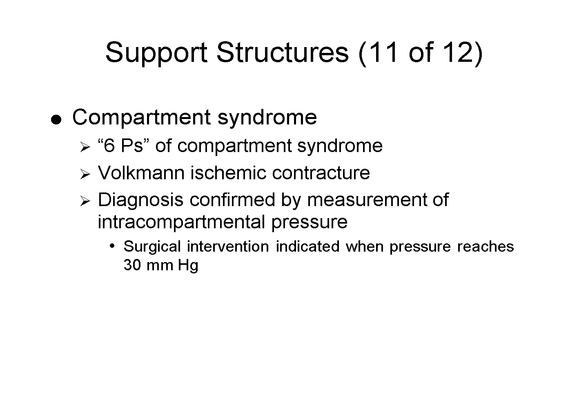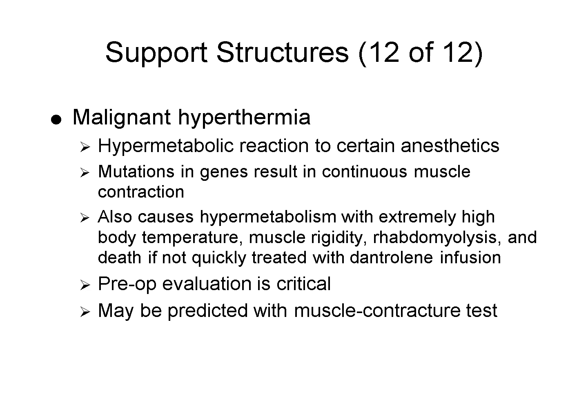Surgical fasciotomy is needed when pressure exceeds 30 mm Hg. Malignant hyperthermia is a life-threatening reaction to certain anesthetics. It's triggered by genetic mutations that cause uncontrolled muscle contraction and hypermetabolism, leading to rigidity, extreme fever, and rhabdomyolysis. Without prompt treatment with dantrolene, this condition can be fatal.